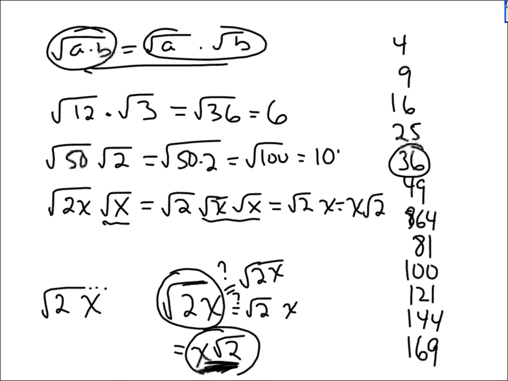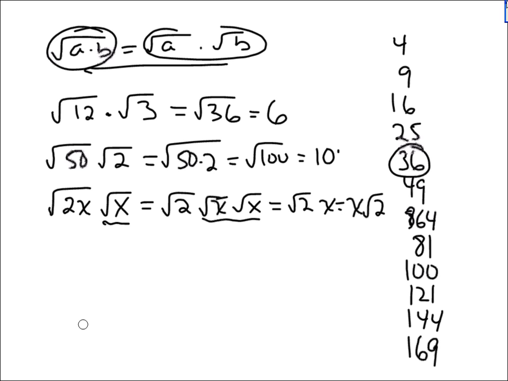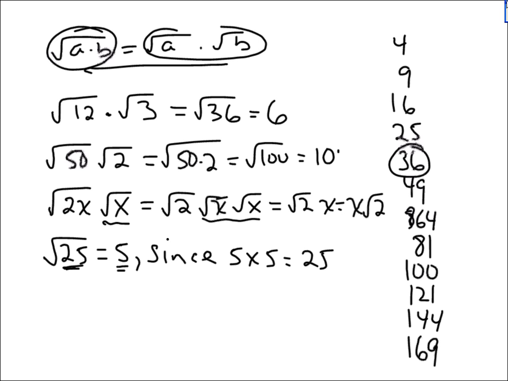Now, let's talk about why the square root of x times the square root of x is x. By thinking. The square root of 25 is 5. Why is that? How might you convince me? The square root of 25 is 5. Why is that? Because my answer, when I multiply it by itself, gives me 25. Why is the square root of 36 equal to 6? For one reason. 6 times 6 is 36.